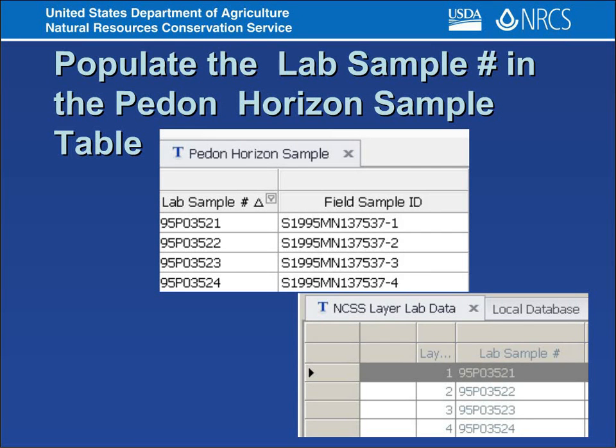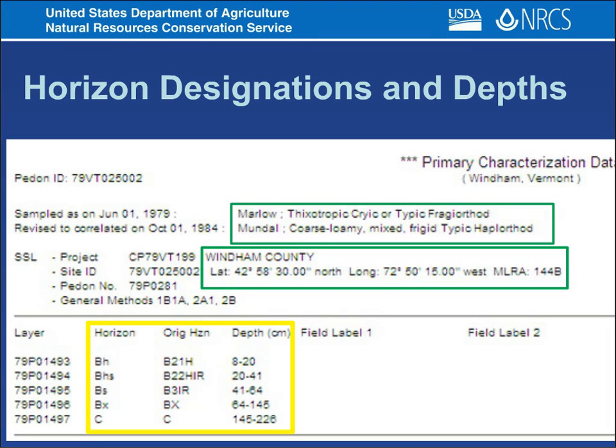The only way for that to happen is if we actually populate a table in NASIS called the Pedon Horizon Sample Table, and that table has to match the NCSS Layer Lab table. If we can actually get the same sample number in both those tables, we can then use the queries and reports and data mining tables reports to extract this information.